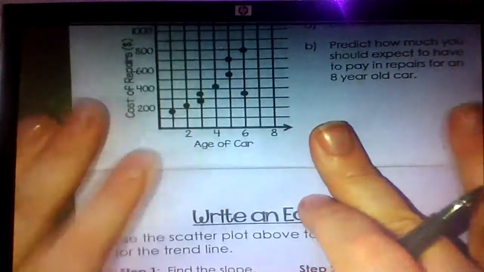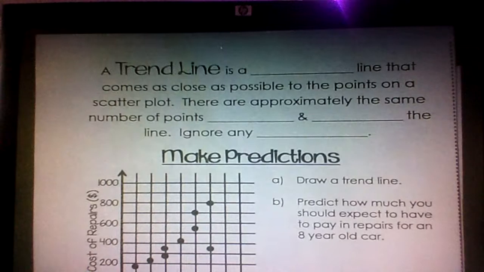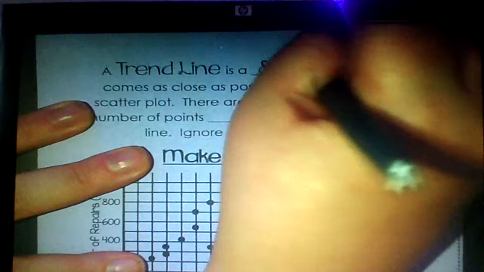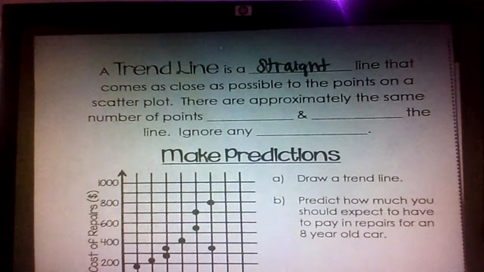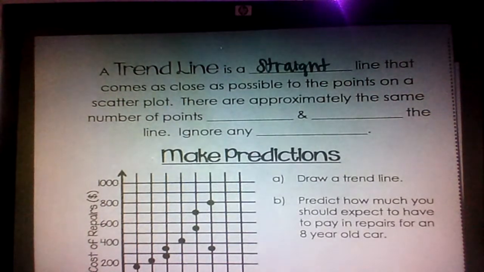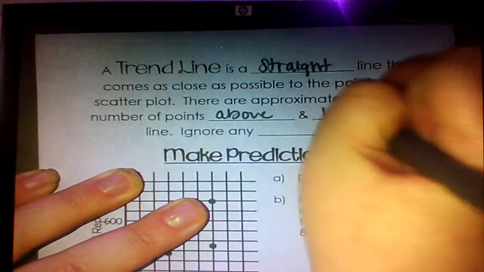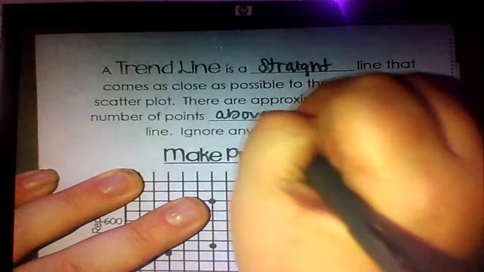Last flap. A trend line. A trend line is a straight line that comes as close as possible to the points on the scatter plot. There are approximately the same number of points above and below the line. Yes, this is your line of best fit. Ignore any outliers.